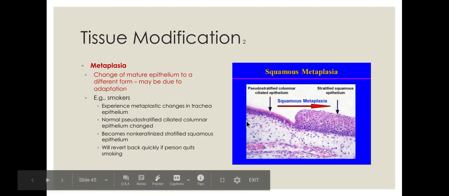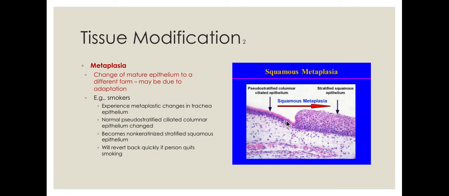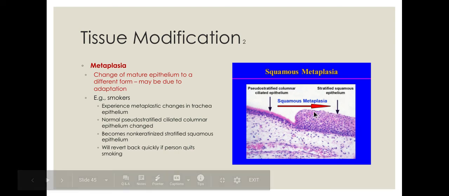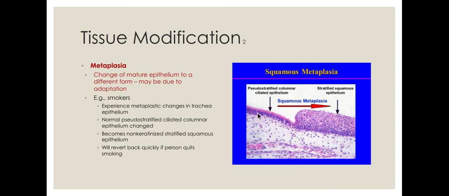Okay, and here's what we're talking about. We've got these sort of long cube-shaped cells here. It's got cilia on the top. Okay, we're smoking. We're going to build up instead this stratified squamous. If we stop smoking, we can go back to this type of tissue. It's just there really to protect that pseudostratified tissue.